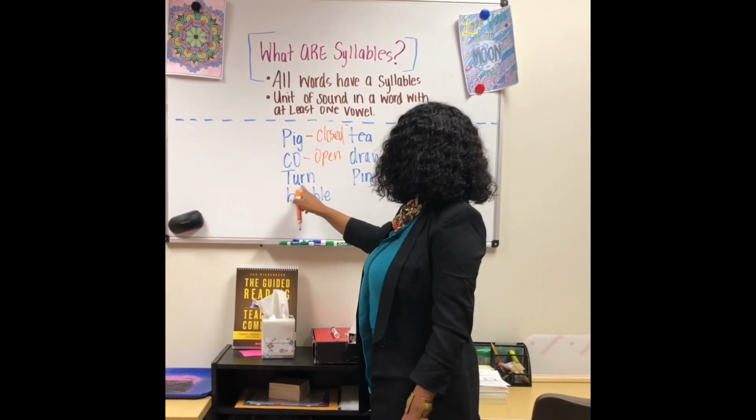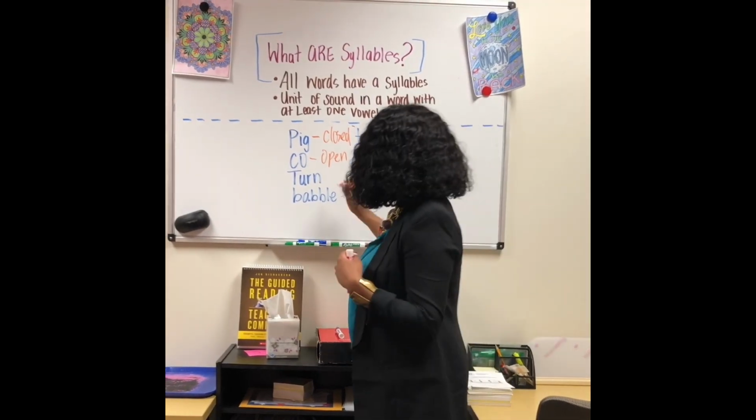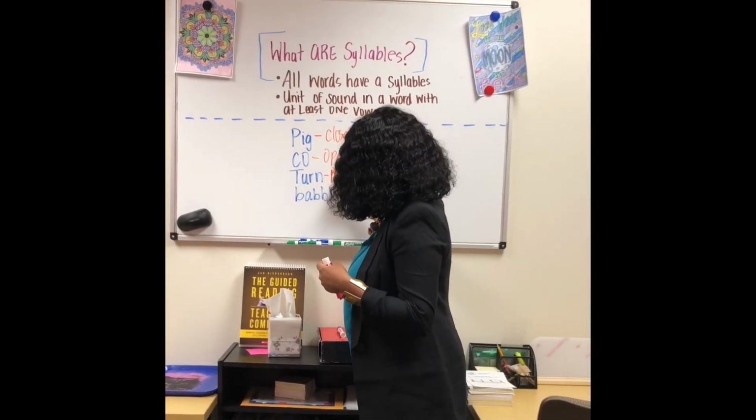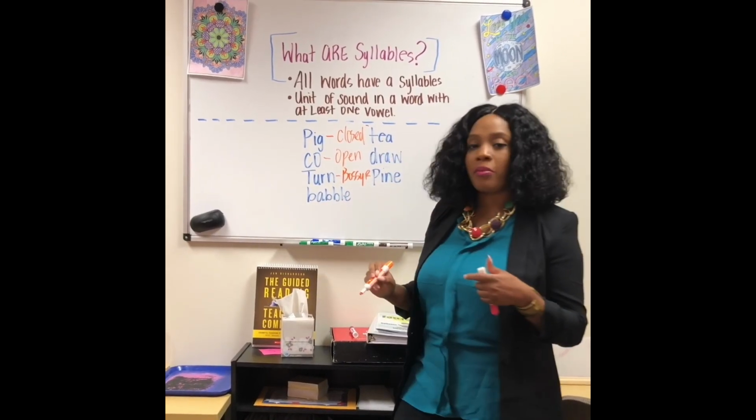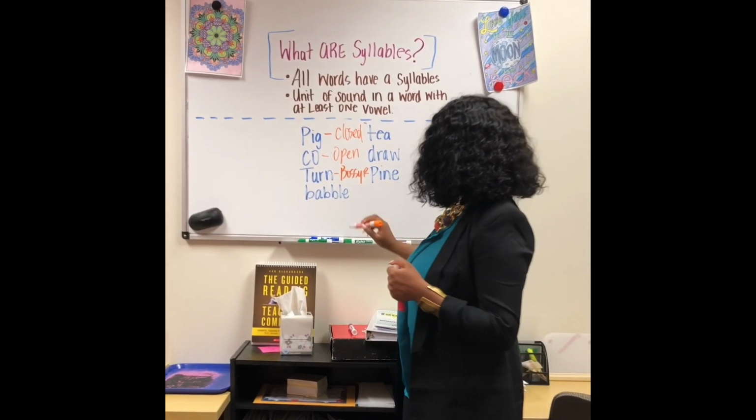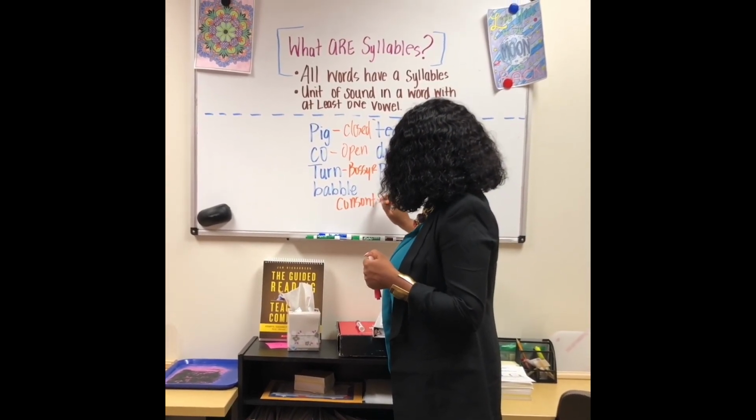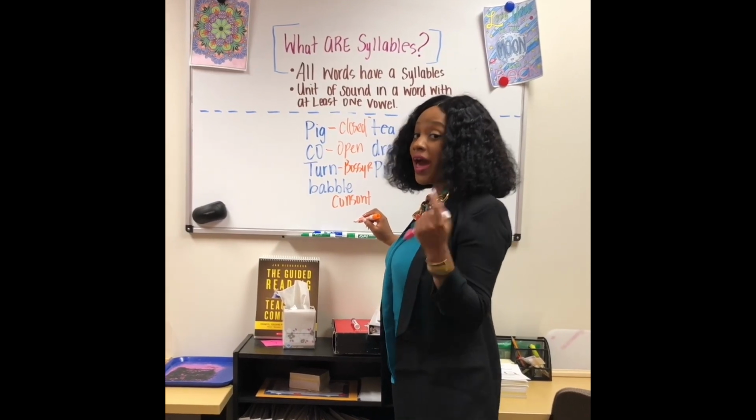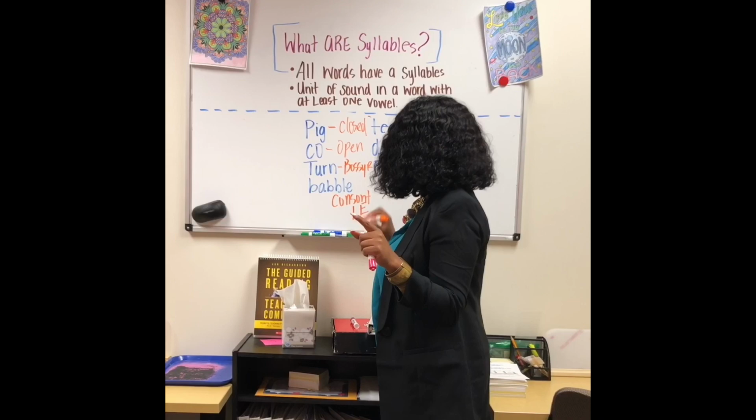Next one, turn. What is that one? Bossy R. Babble. What is that one? If you were thinking consonant LE, you are correct. I spelled that all the way wrong. Don't judge. I have terrible spelling, believe it or not. But that says consonant LE.